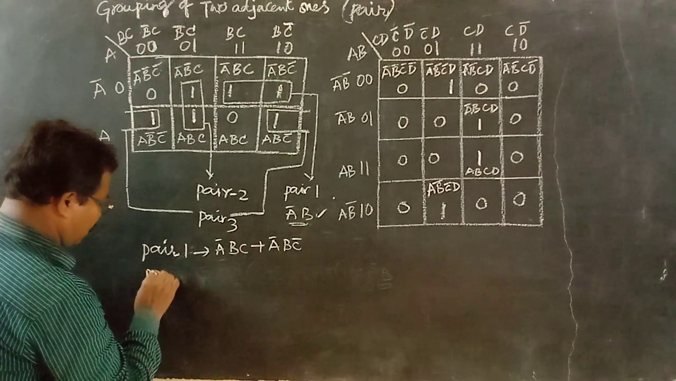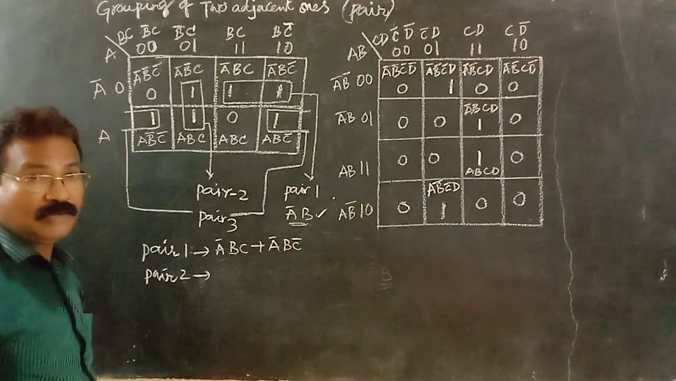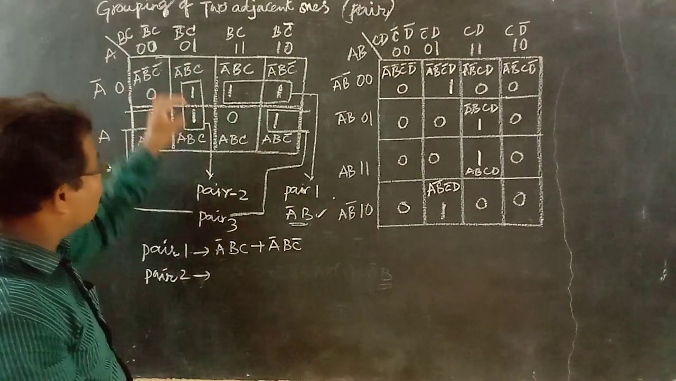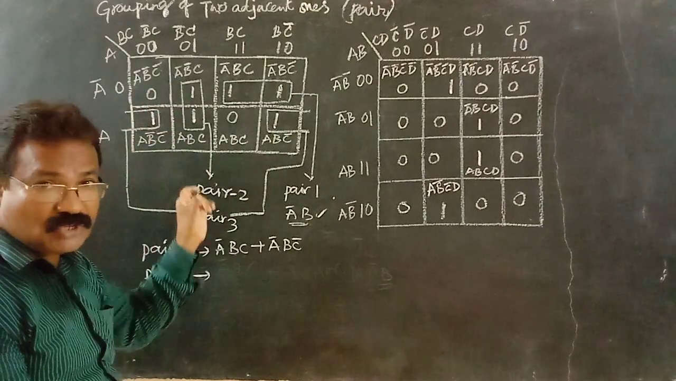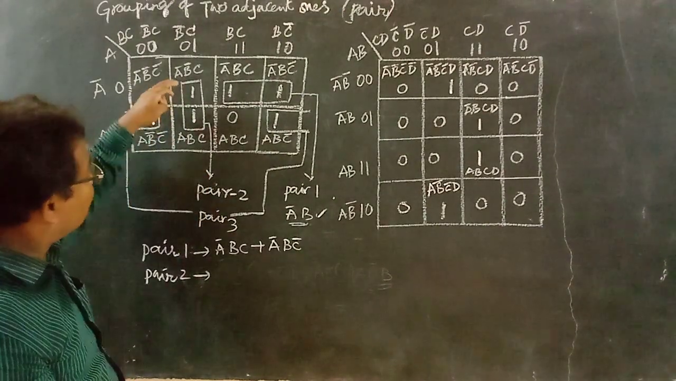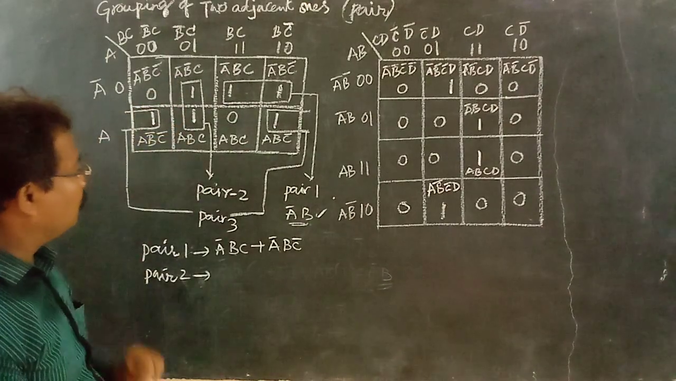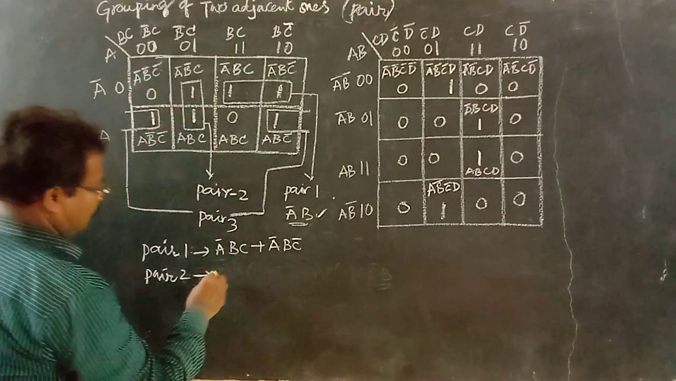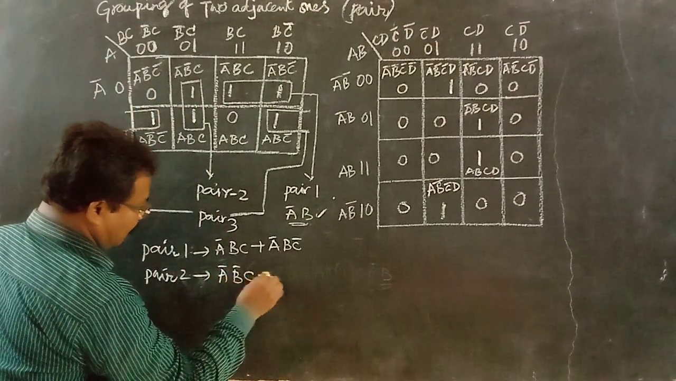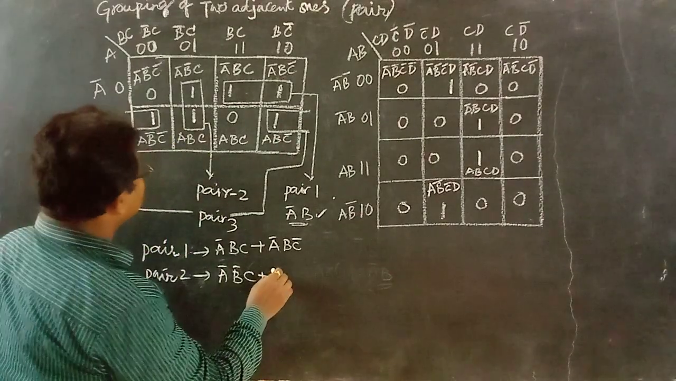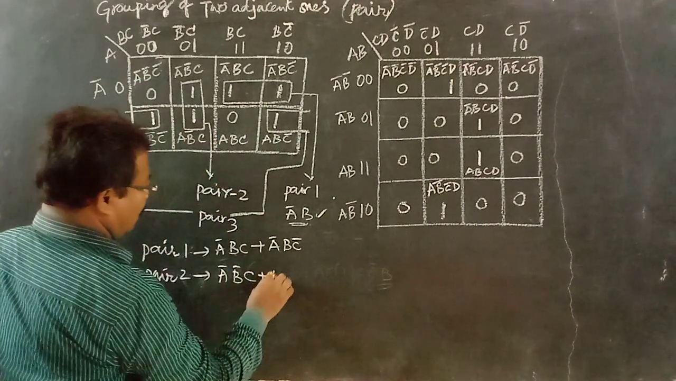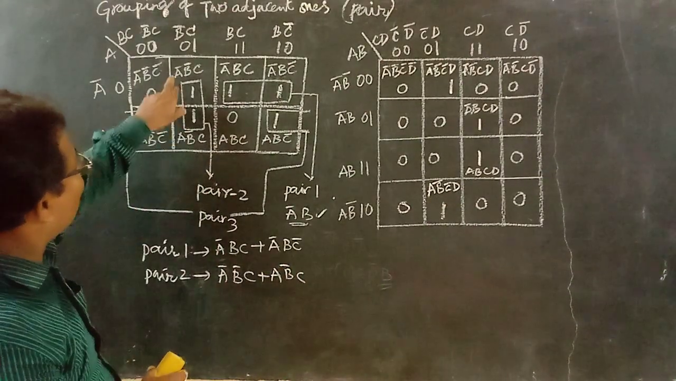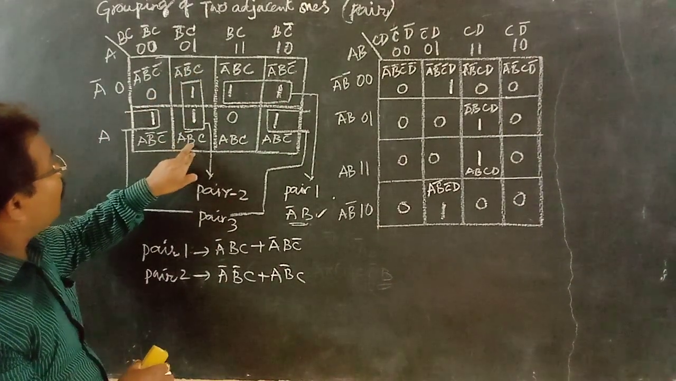Now we are going to take pair two. This is the vertical grouping. These two cells are arranged vertically. So here, this is pair 2. In this pair 2, it is a combination of A bar, B bar, C and A, B bar, C.